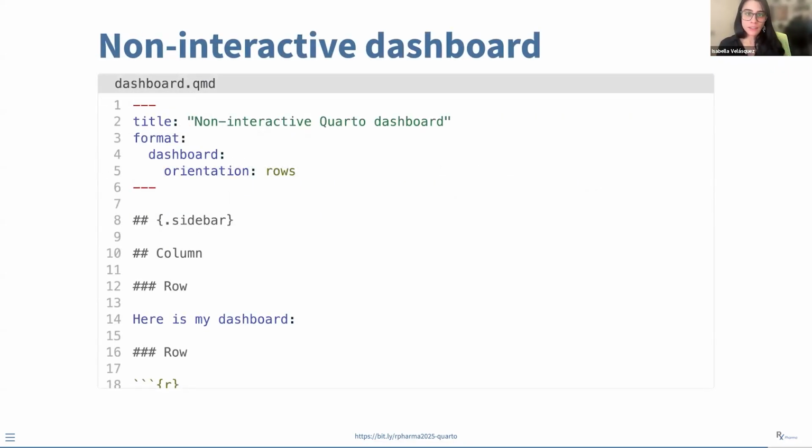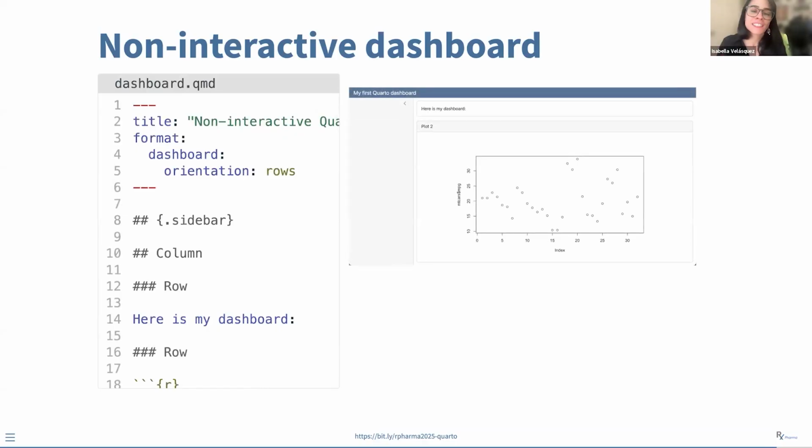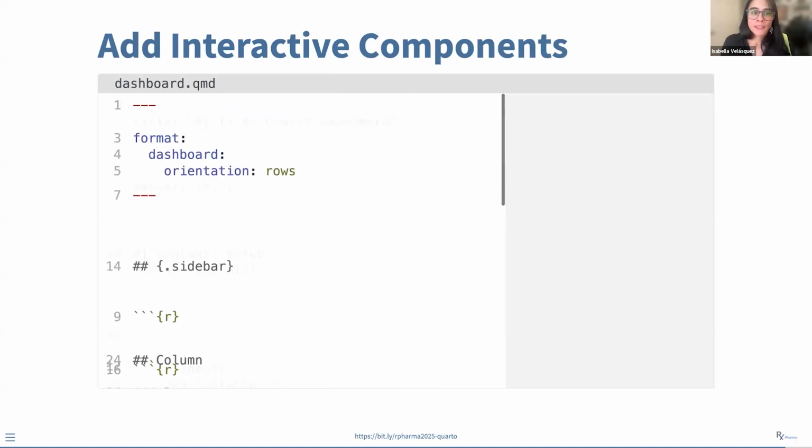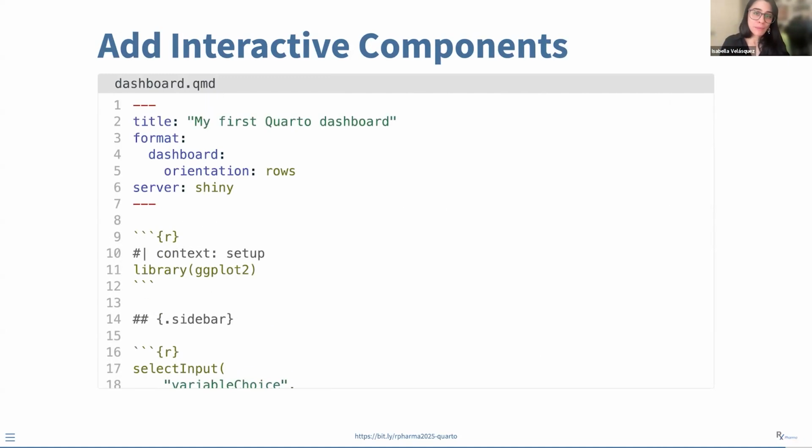So here is our non-interactive dashboard with a sidebar that's empty and a column with 2 rows. Here's our sidebar, and this is what it looks like. And then down here we have a plot, which is from the mtcars data set, a built-in data set, showing the miles per gallon. But say, what if I want my stakeholders to be able to switch between different variables? I want them to be able to look at horsepower and things like that. So now I can add my interactive components.